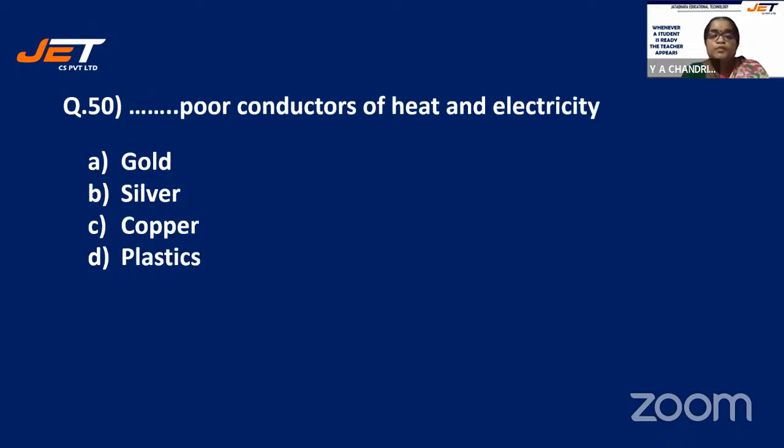Next question. Dash are poor conductors of heat and electricity. It is option D, plastics, and all the others are good conductors of heat and electricity. Gold, silver, and copper are good conductors of electricity. Only plastic is a poor conductor of heat and electricity, which means it doesn't pass the heat and current through it.